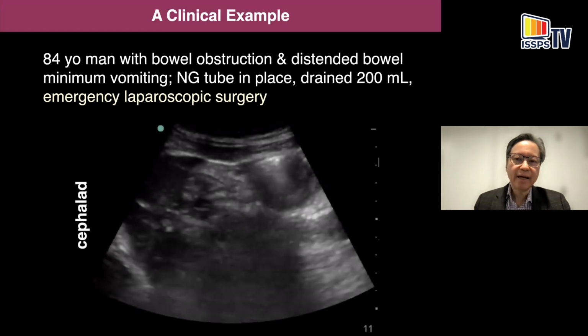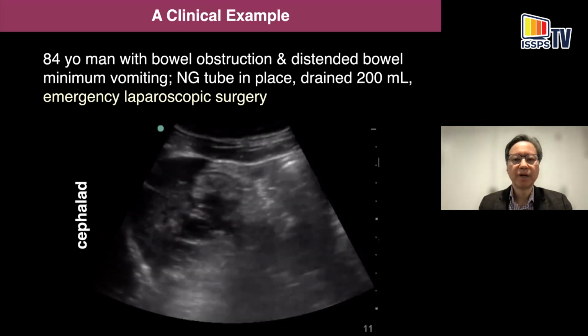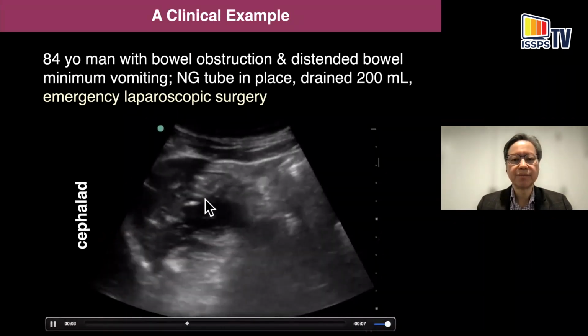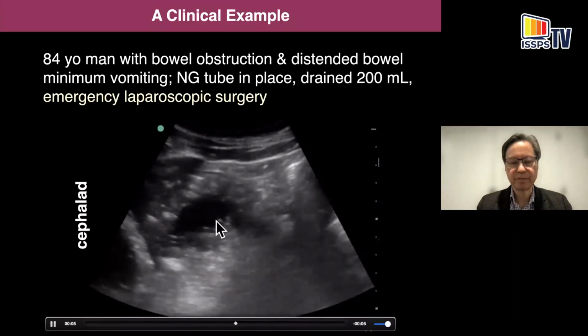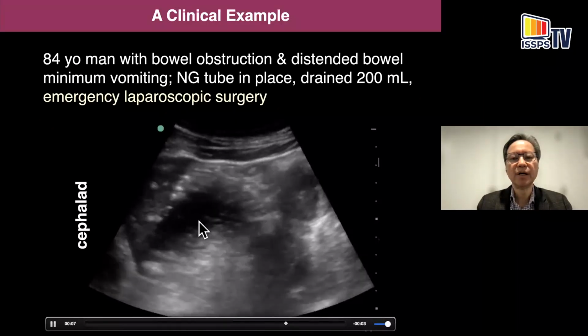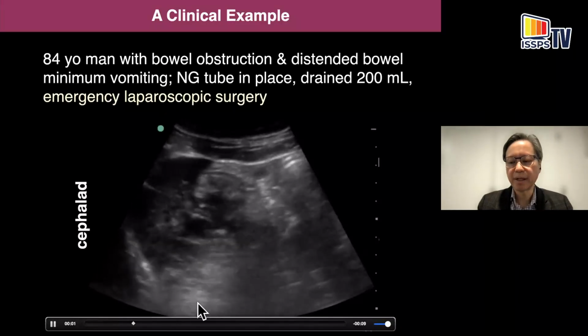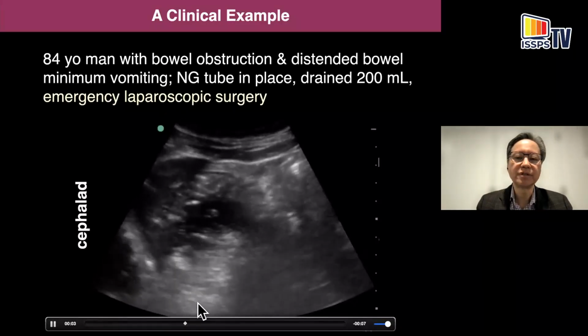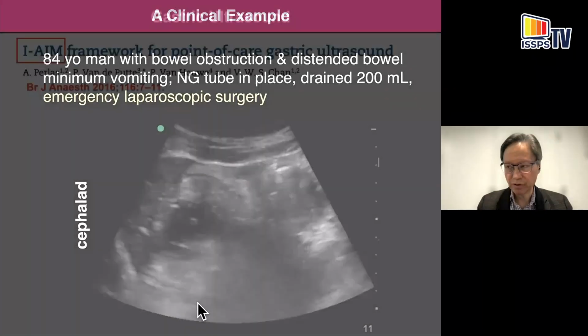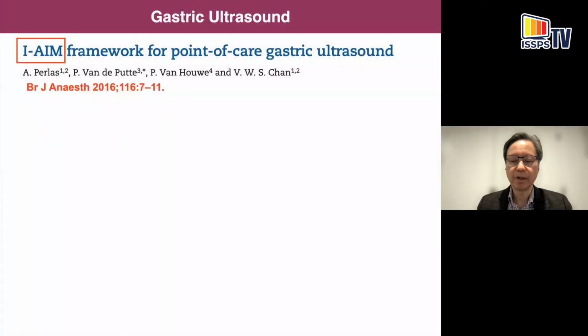So I scan the abdomen, and this is what I see. You can see something over here. There's some very dark fluid here. So there's still quite a bit of fluid in the abdomen, in the stomach, and obviously you want to do something about it. You may want to aspirate more before you proceed.